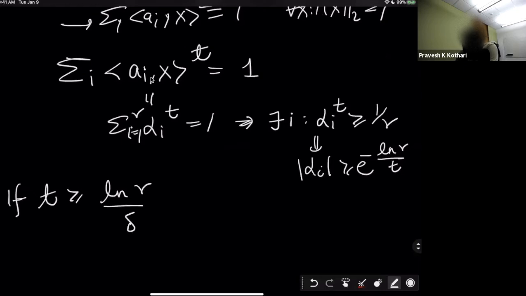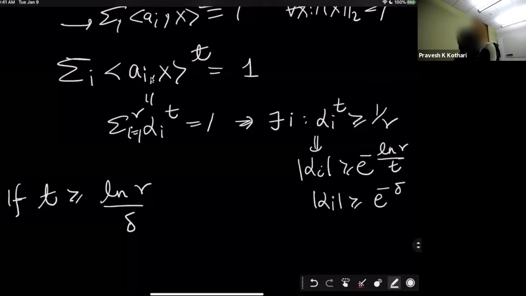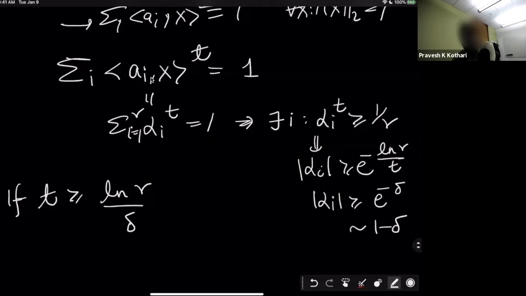wait, is that what I need? Yeah, I guess so. Okay. Then this implies that the magnitude of alpha I is at least e to the minus delta, which is like 1 minus delta, right? So it seems like I've made some progress, right?